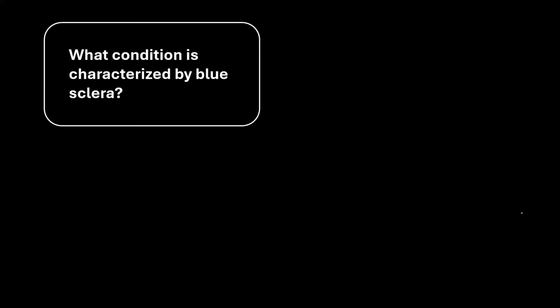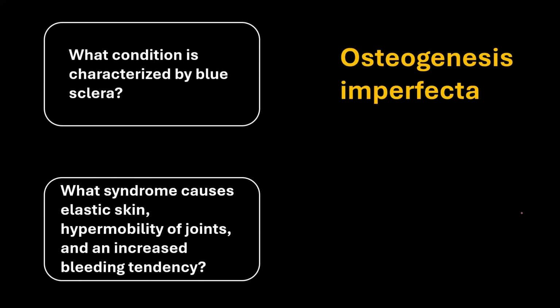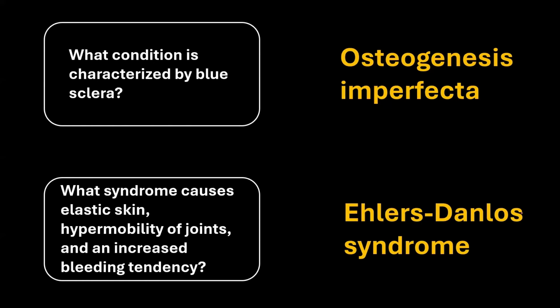Good. OI, osteogenesis imperfecta. What syndrome causes elastic skin, hypermobility of joints, and increased bleeding tendency? Good. Why is there increased bleeding tendency in EDS, Ehlers-Danlos syndrome? What causes that increased bleeding tendency? What's the defect in Ehlers-Danlos syndrome?